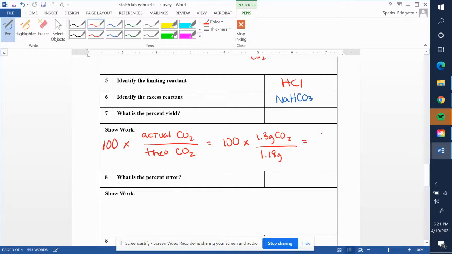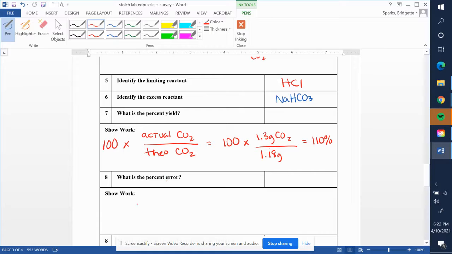What you're going to find is this is larger than 100%. So something went wrong. You cannot create more CO2 than you theoretically should make. And so somehow we lost some mass along the way. Perhaps our acid was more concentrated than the 1.0 molar, which is probably the most likely reason for this error. And if we actually had more HCl, then we would make more CO2 like we see here.